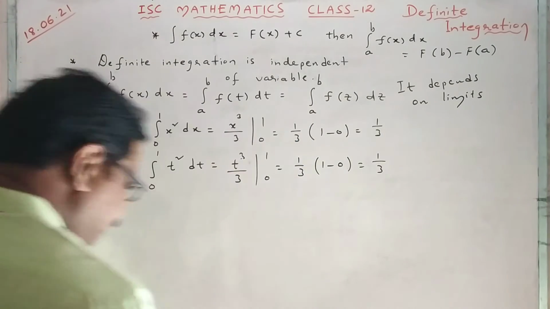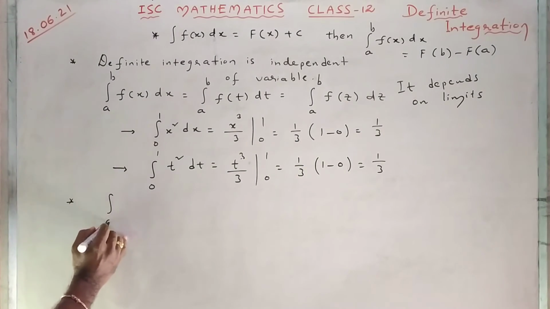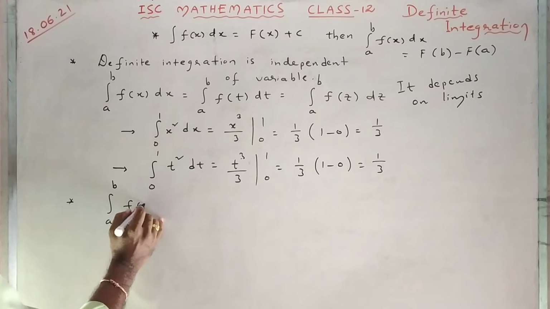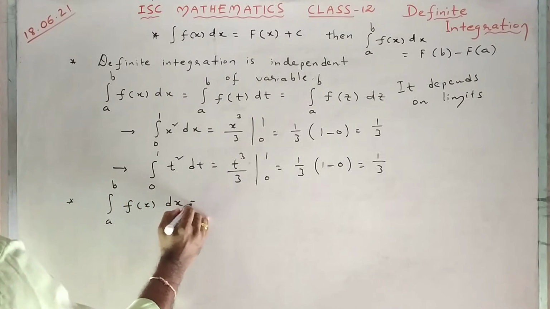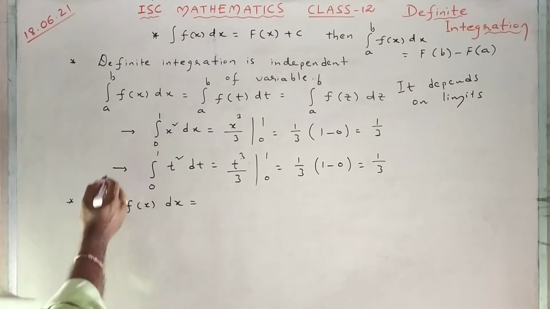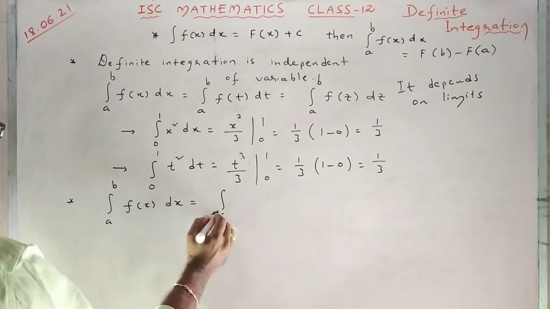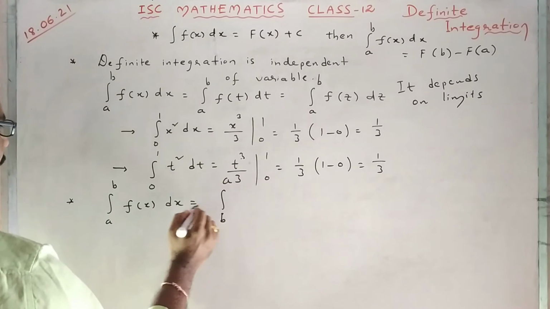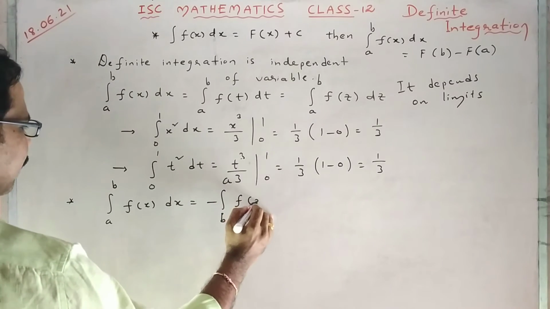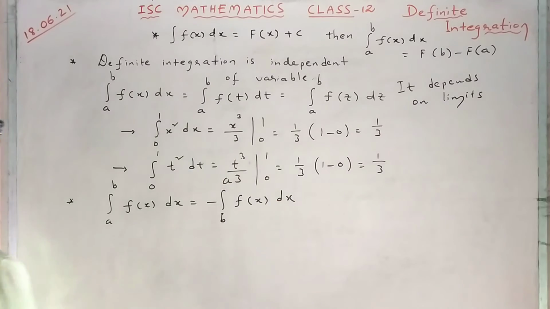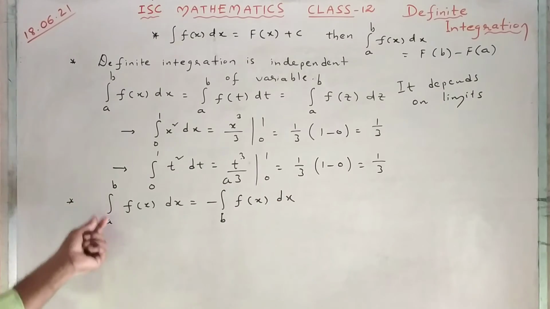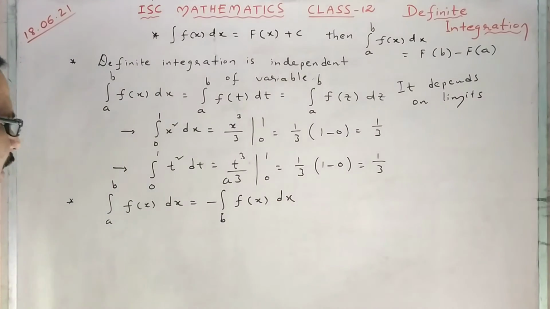Next comes integral a to b f of x dx is equal to, suppose if you interchange the limits, means a to b becomes b to a, then we have to change the symbol. That is one property. If you just interchange the limits, the integral symbol will be changing.